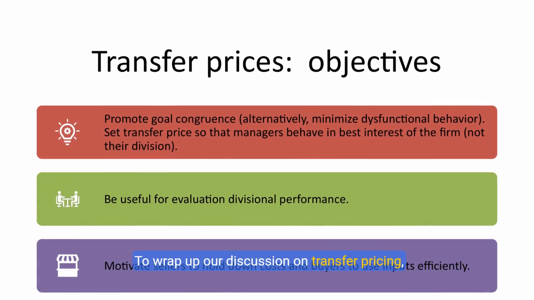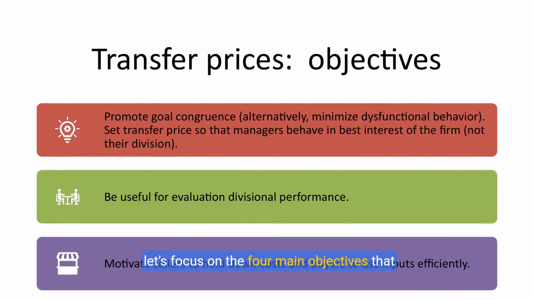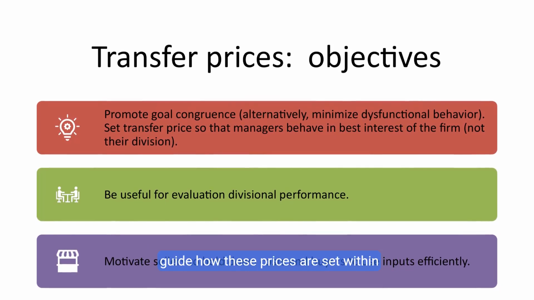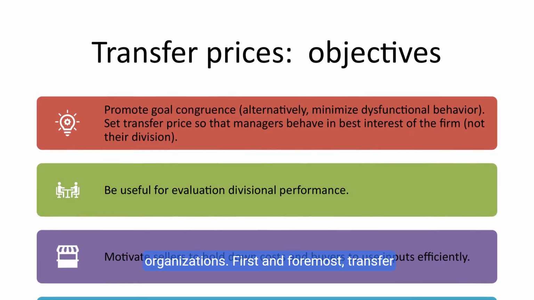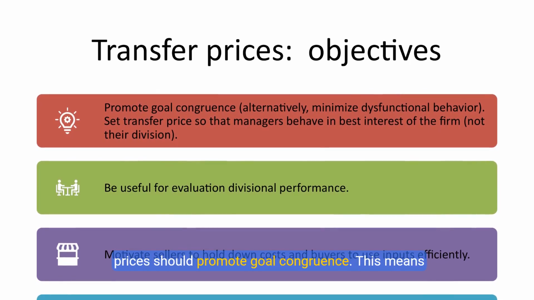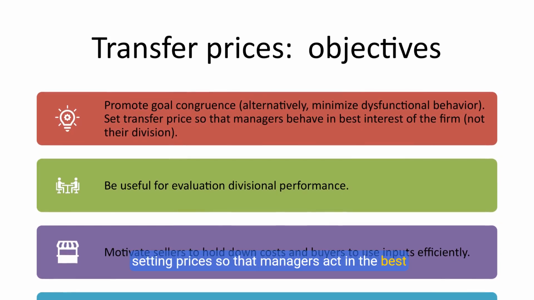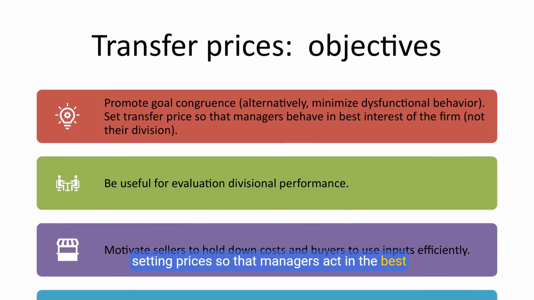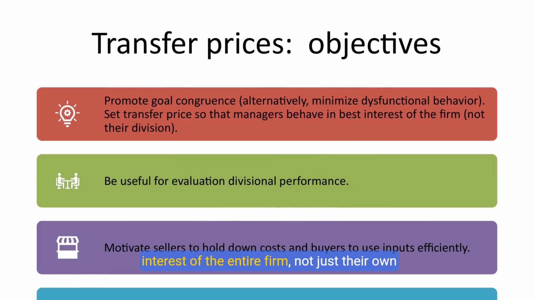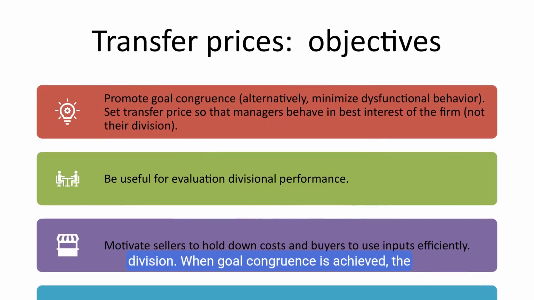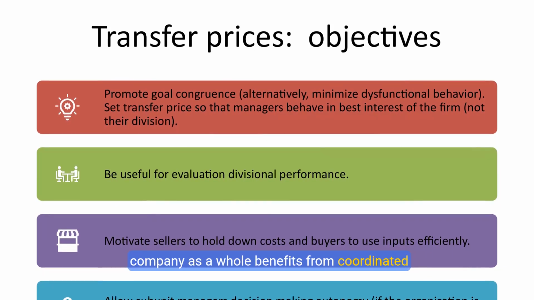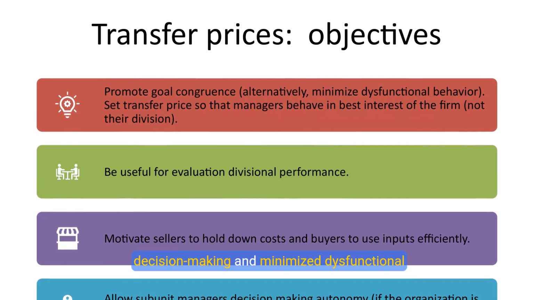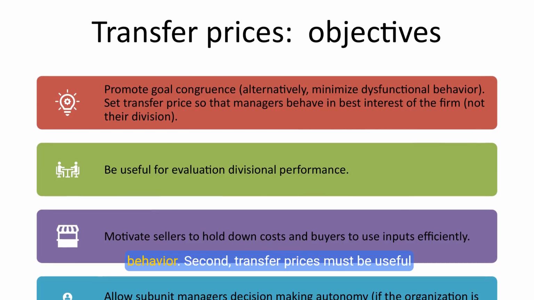To wrap up our discussion on transfer pricing, let's focus on the four main objectives that guide how these prices are set within organizations. First and foremost, transfer prices should promote goal congruence. This means setting prices so that managers act in the best interest of the entire firm, not just their own division. When goal congruence is achieved, the company as a whole benefits from coordinated decision-making and minimized dysfunctional behavior.